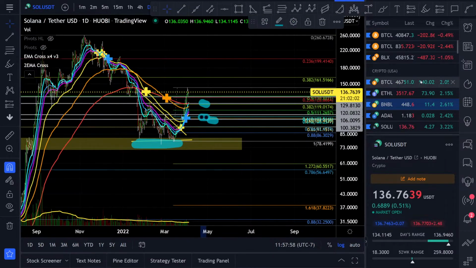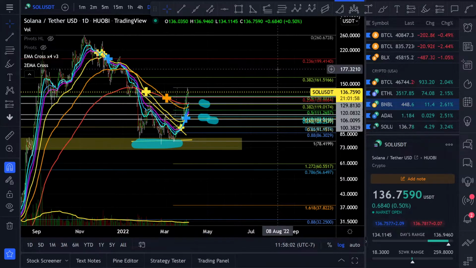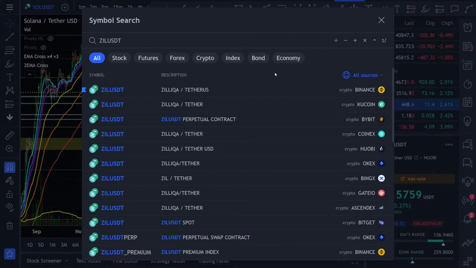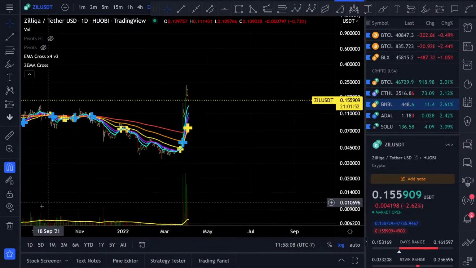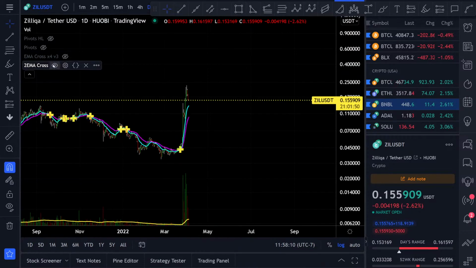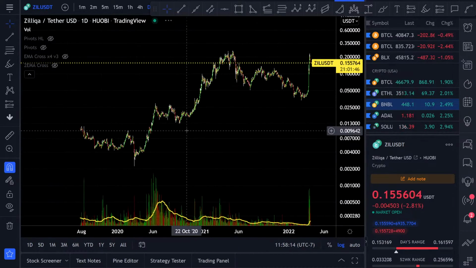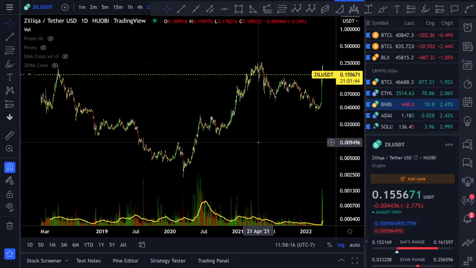Okay, let's look at something else. What else went up a lot? I remember Zilliqa. People tell me about Zilliqa. Let's look at Zilliqa. Use an older Huobi chart. There might not be enough volume data, but I remember trading Zilliqa. It's an old school coin.